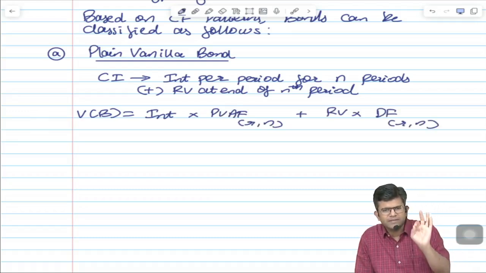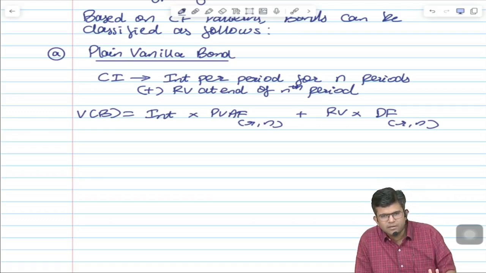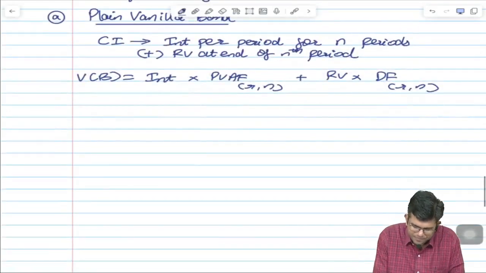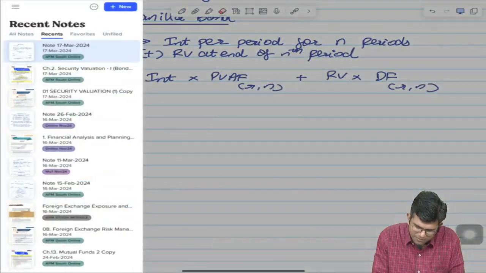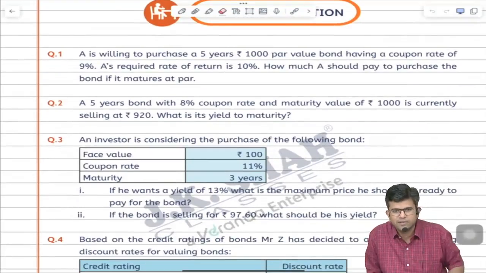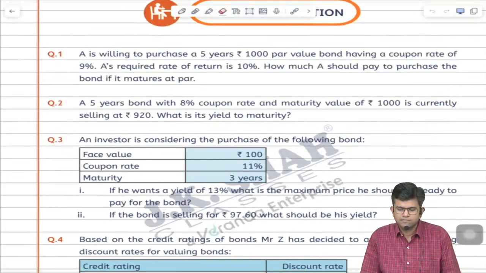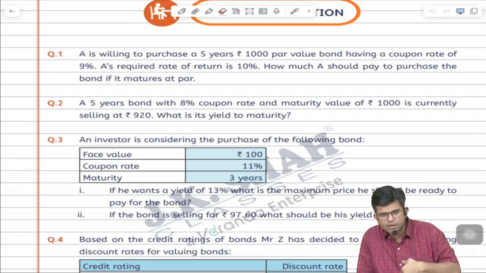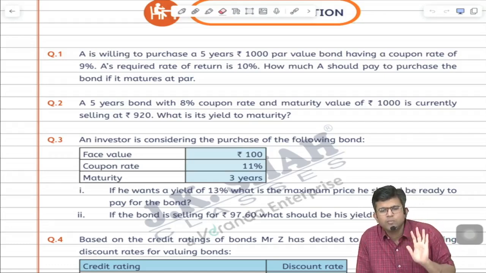Don't panic, it's very simple. You know what is annuity factor? Every year when you get same cash flows. Okay, I'll give you example. See, listen. In fact, for example, I will take up question number 1. Read question 1. How much should A pay to purchase the bond? It's saying how much are you ready to pay basically.